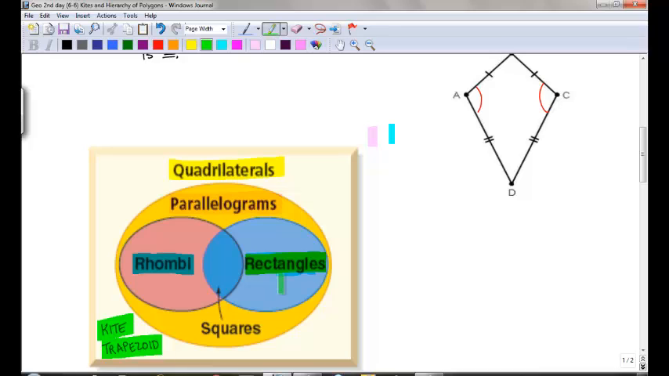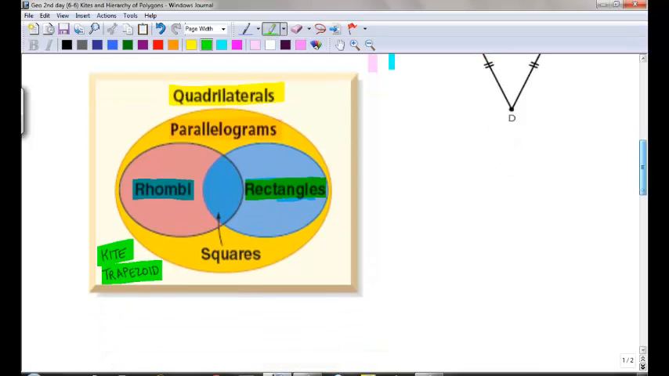Get the idea? Is a kite a parallelogram? No. Is a kite a quadrilateral? Yes. Get the idea? Is every parallelogram a rectangle? No. Is every rectangle a parallelogram? Yes. Okay? So that kind of ties all those together. That's one way to do that.